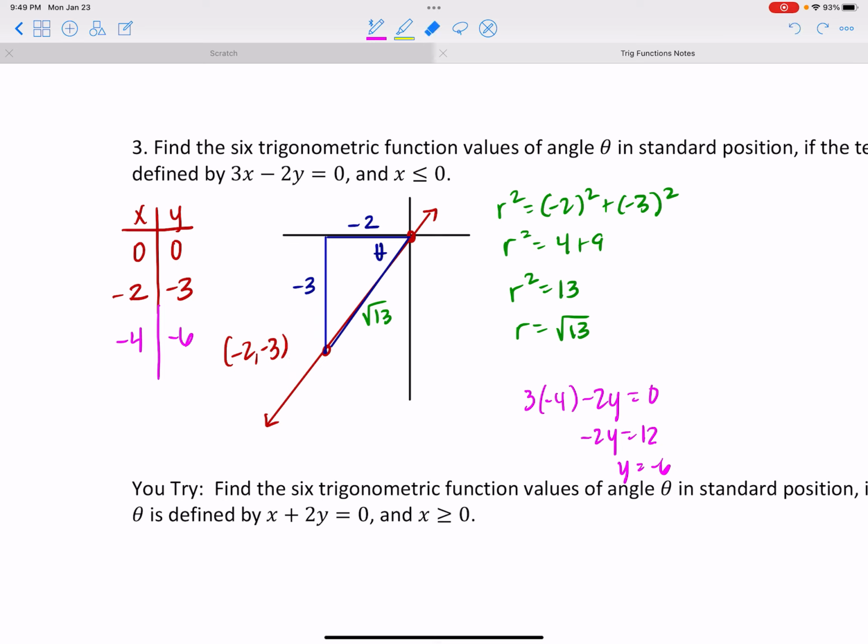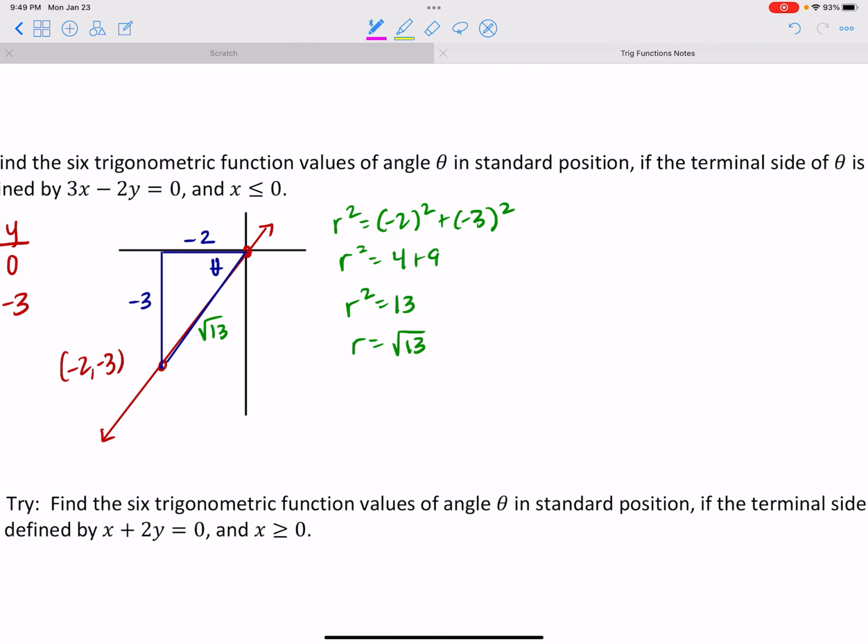So now that I made a big mess of this, let's clean it all up because I don't need all that extra information. This is just to help you understand. Alright, so now our trig functions. So our sine.